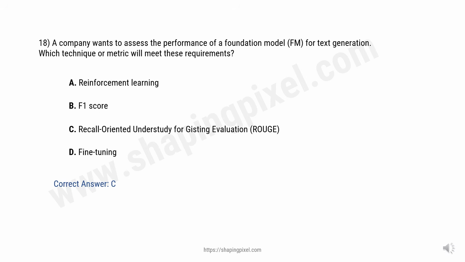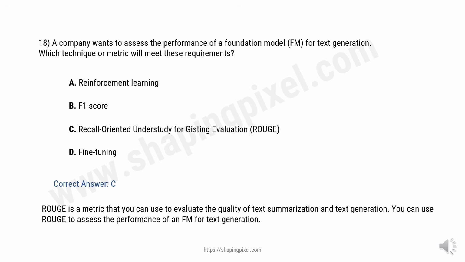And the correct answer is Option C, Recall-Oriented Understudy for Gisting Evaluation. It is a metric that you can use to evaluate the quality of text summarization and text generation. You can use it to assess the performance of a foundation model for text generation.